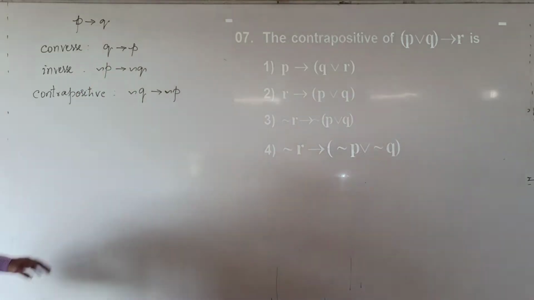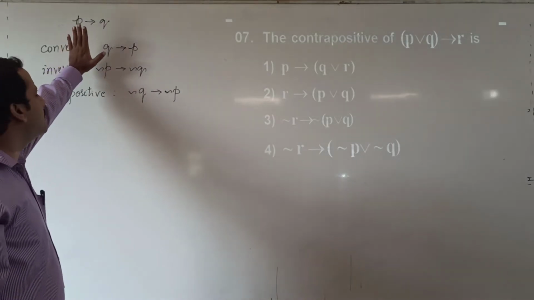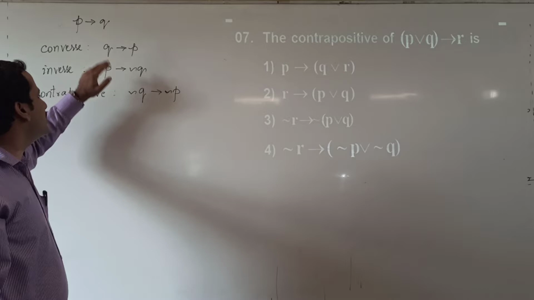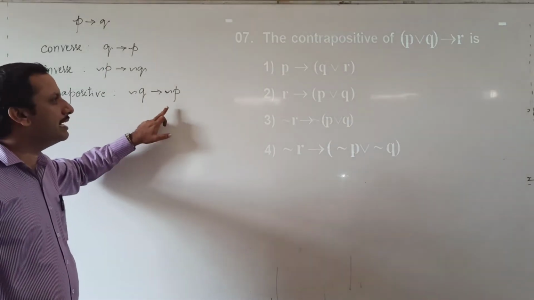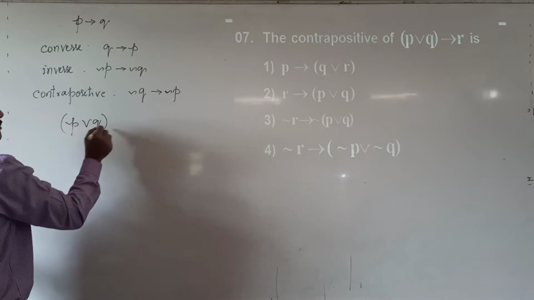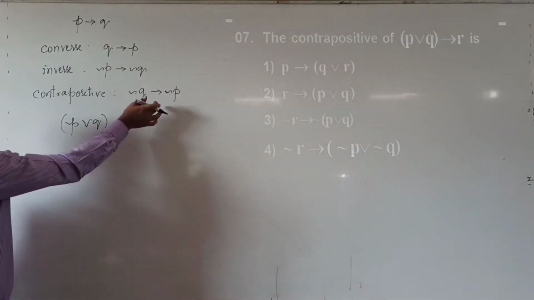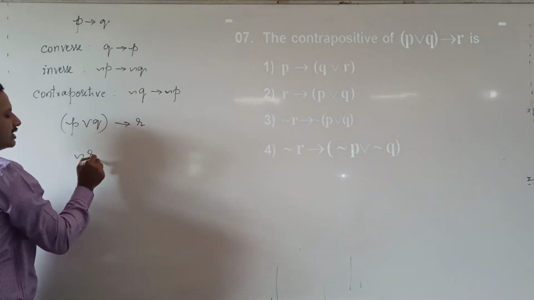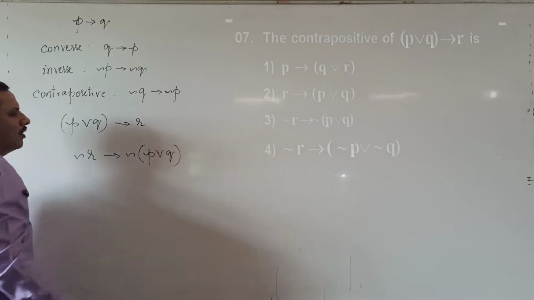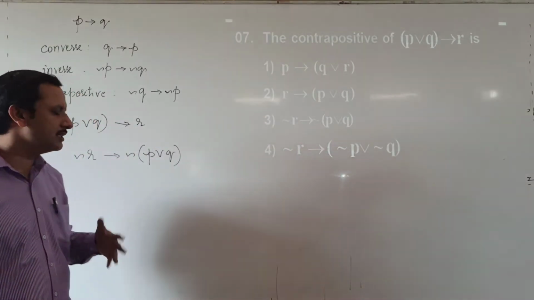This you must remember. Among these three, one question is a definite question. P implies Q. If P implies Q is the given conditional, its contrapositive is given by negation Q implies negation P. Now what they have given? They have given P or Q implies R. So its contrapositive will be of this form, that is negation R implies negation of P or Q. Here we have this option, third option, so you can directly write that answer.